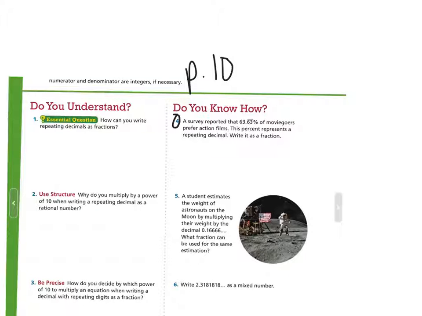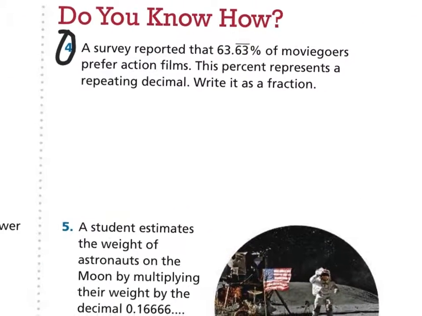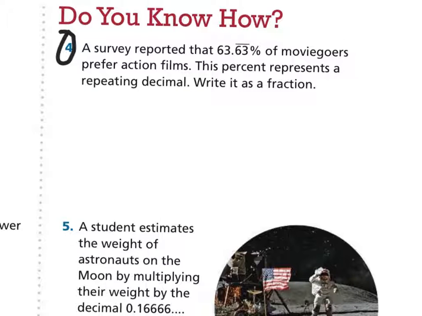Page 10, we're going to finish up our lesson on rational numbers as decimals. So looking at changing repeating decimals into fractions. On page 10, if we look at number 4, a survey reported 63.63 repeating percent of moviegoers prefer action films. This percent represents a repeating decimal. Write it as a fraction.